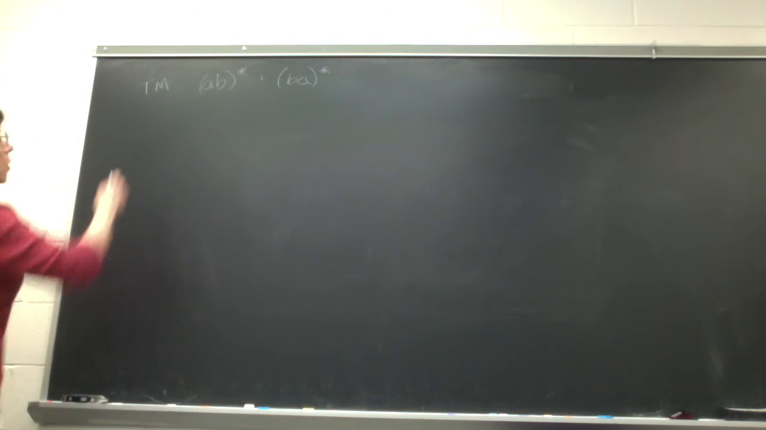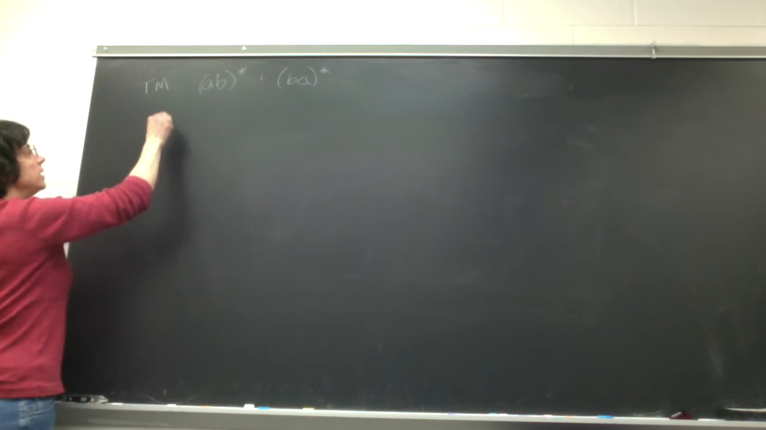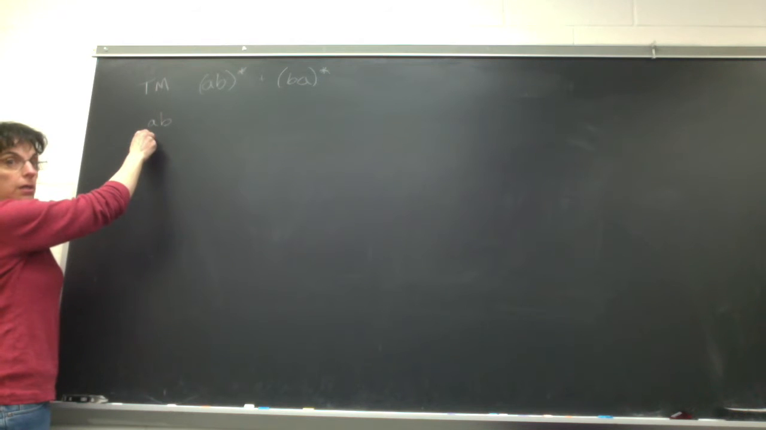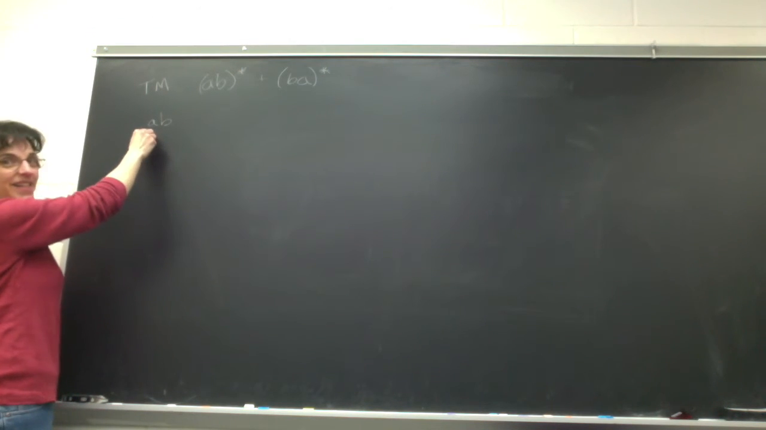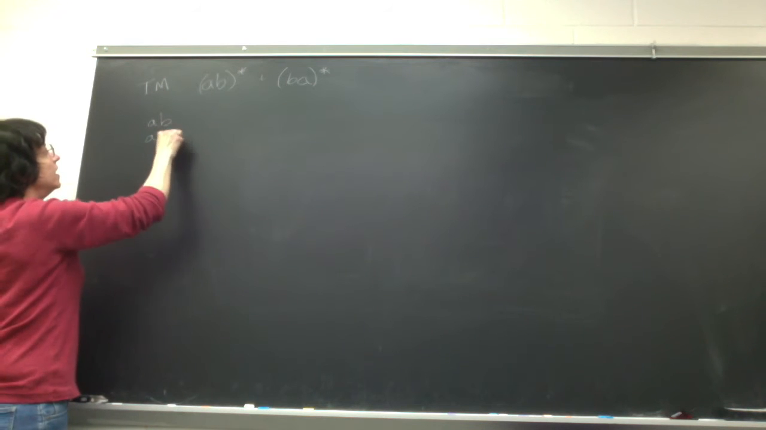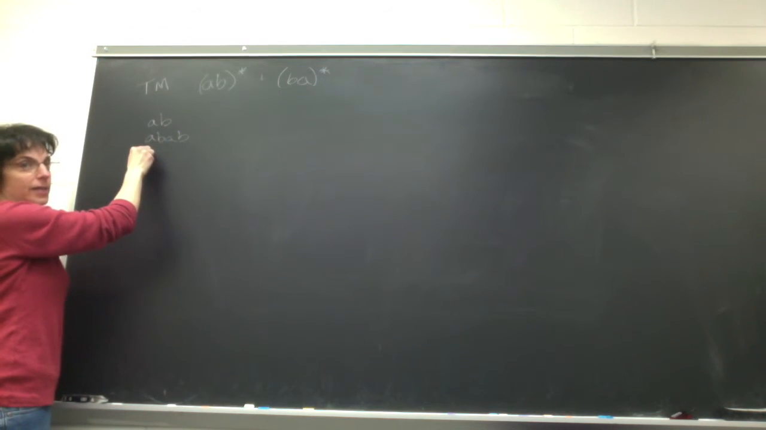All right. So some strings in this language are A, B. What else? You guys, there's only 4 of you. You got it. Say again. A, B, right. Come on, help me out, guys.